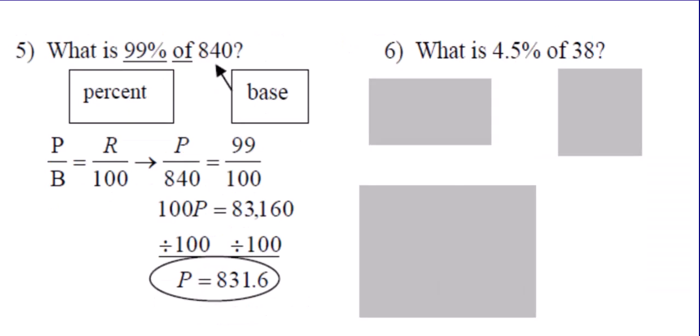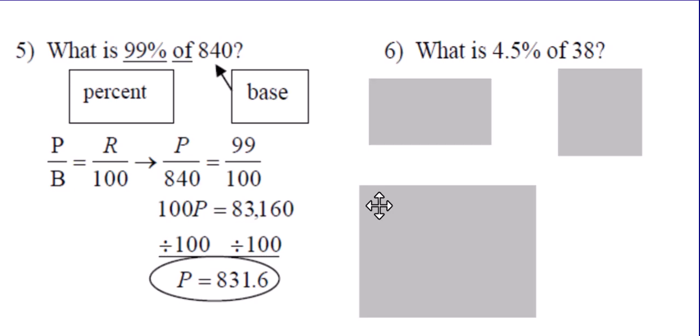All right, continuing along. Now we've seen where our percent is unknown. Let's talk about an example where our part is unknown. So number 5, what is 99% of 840? 99 is my percent, 840 is my base, because it's what is 99%? What is part of that total of 840? So we have P over 840 equals 99 over 100. Keep in mind that percent always has to go over 100.